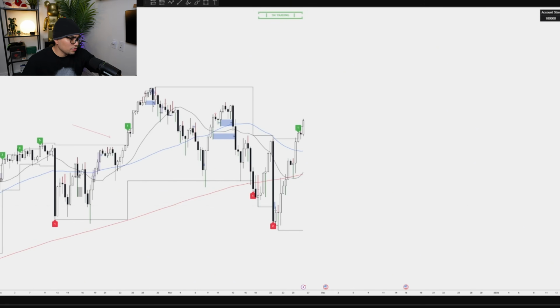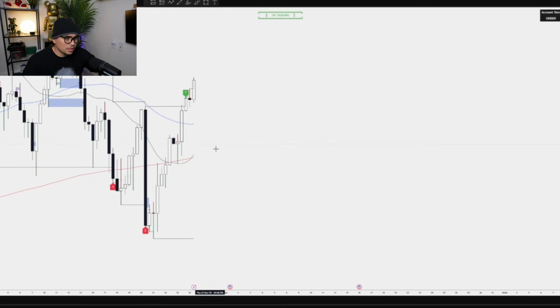So let's start off with the daily. We can clearly see that the latest break is bullish. And if you don't see it clearly, then let me show you. So we have the low, we have the high. Currently, we had this break right here. So we created a new higher high and a new higher low.